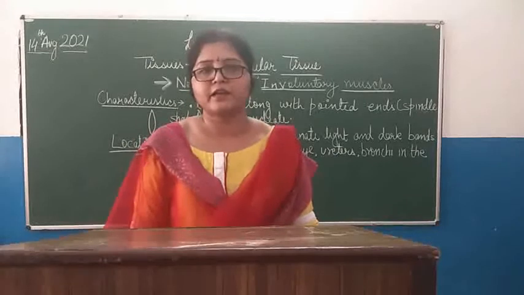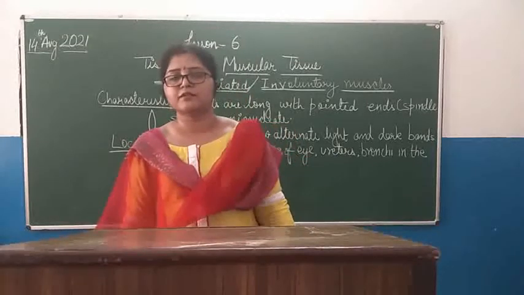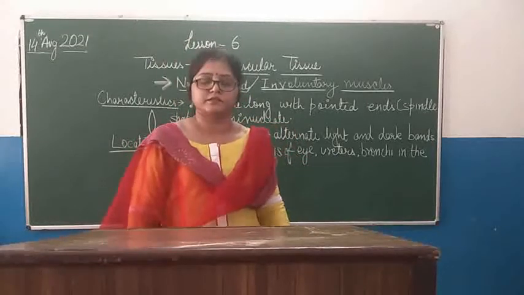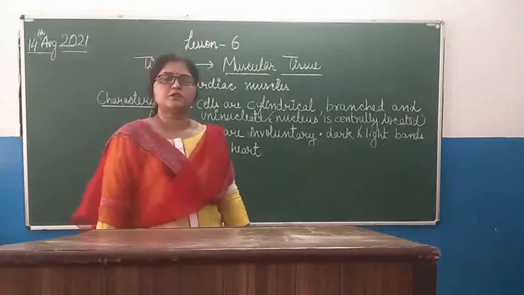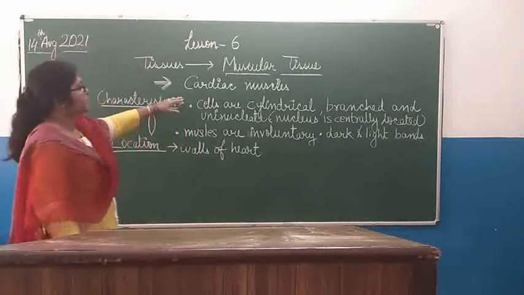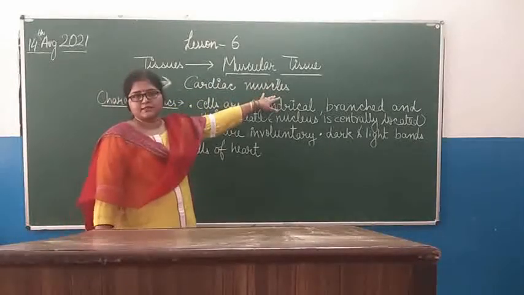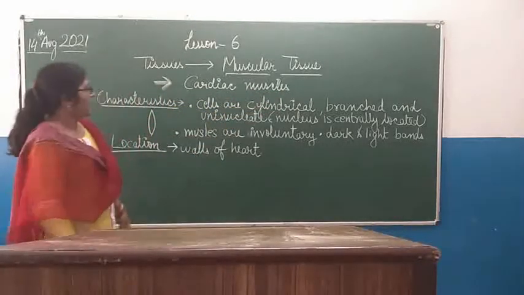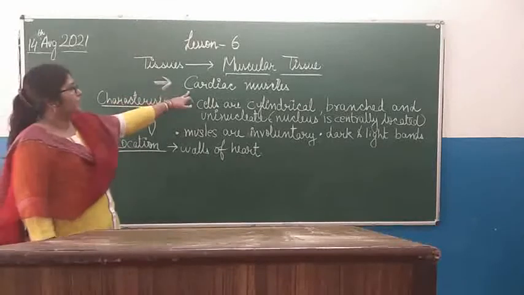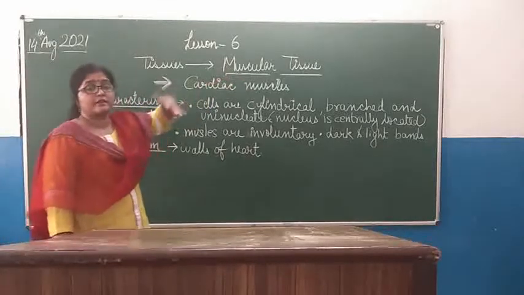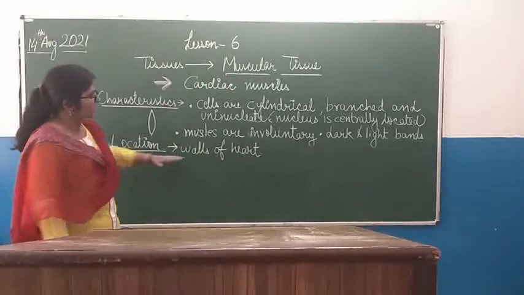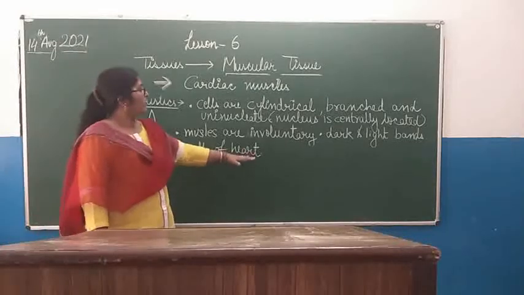Now the last and the third type of muscle we have is cardiac muscles. Now the last type of muscular tissue, the third type, is cardiac muscles. As the word cardiac makes clear, cardiac is related to the heart, so it is present in the walls of the heart.